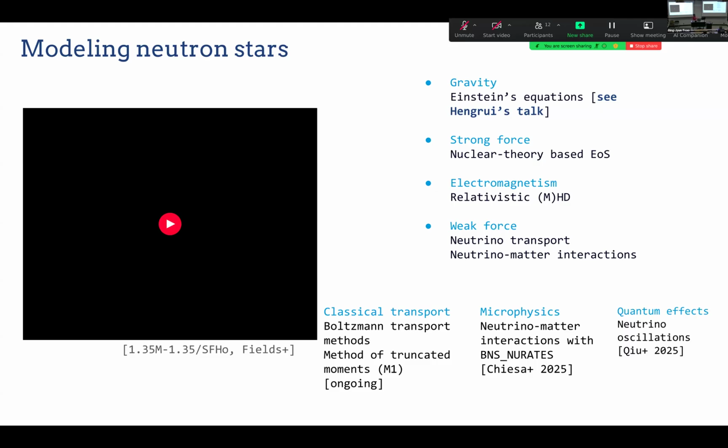And then finally, we are working on introducing quantum effects and neutrino oscillations in our simulations. This is work that is being led by a graduate student at Penn State, with a first application to BNS mergers that came out earlier this year.